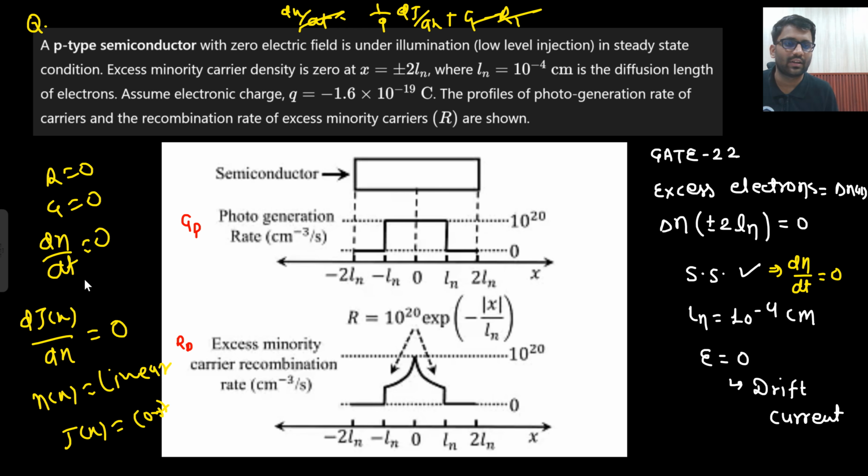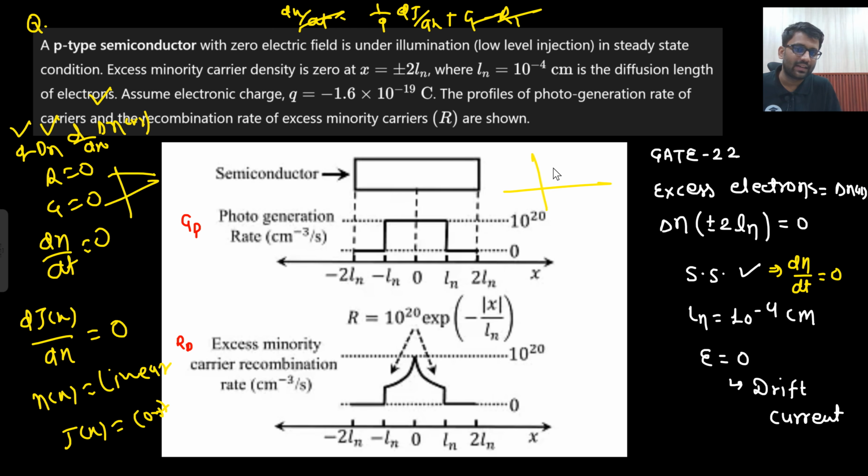And when could the diffusion current be constant? What is the formula of diffusion current? q into D dn by dx, delta nx. This is already constant, you need this to be constant. And when could d by dx delta nx be constant? When nx is linear. So nx has to be linear.